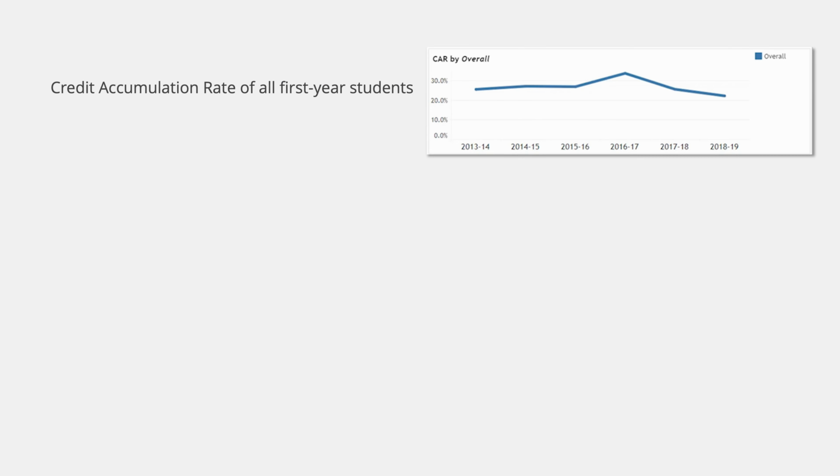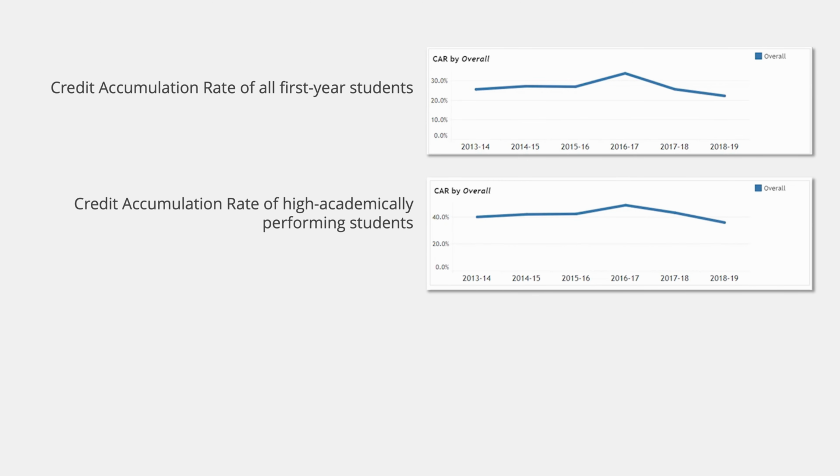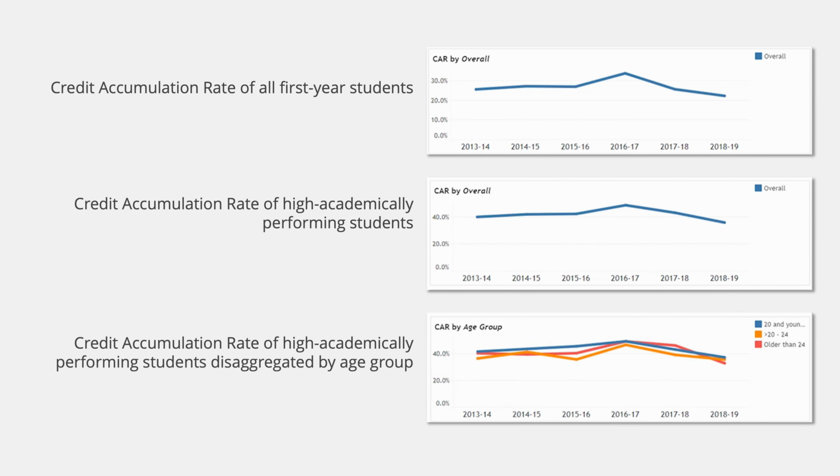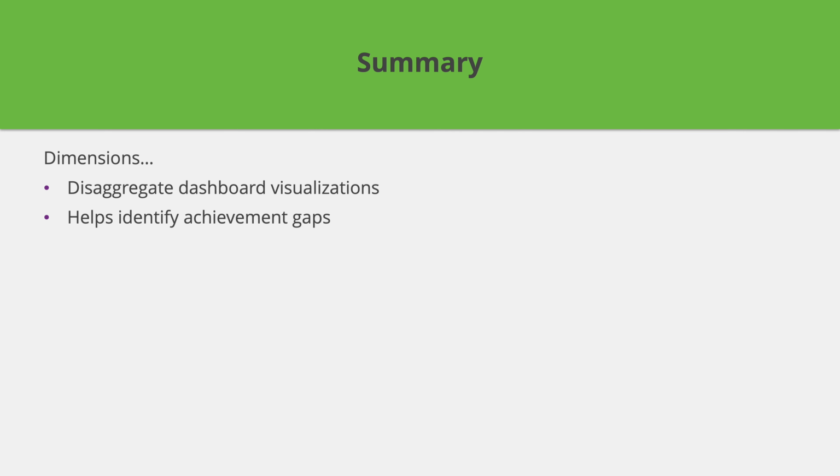Let's see the effect of adding filters and a dimension to a data visualization. This is the credit accumulation rate for all first-year students. This is the credit accumulation rate filtered to students with a 3.0 GPA or higher. And this is the credit accumulation rate for high academically achieving students disaggregated by age group. In 2018-19, 36.9% of high achieving students who are 20 years old or younger met the credit threshold, compared to 32.5% of older high achieving students.